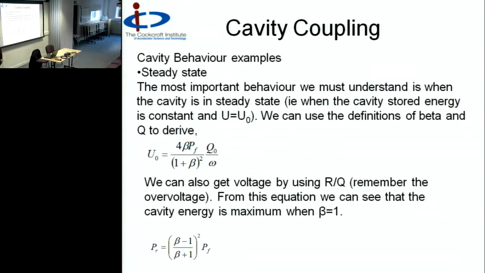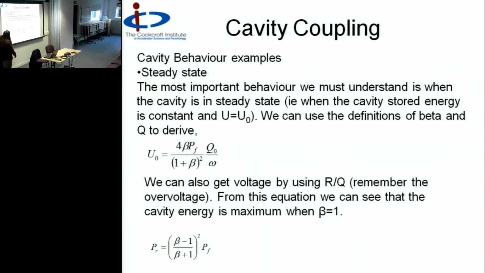So, cavity coupling. We end up with 3 sets of behaviour. We have filling, we have steady state, and we have emptying the cavity. They behave slightly differently. So first of all, when the beam is in there, you'll be in steady state. The cavity will have been filled, it will reach its maximum stored energy, and it will be sitting at that stored energy. So the stored energy in the cavity, because of this reflection coefficient, the shunt impedance gives you the amount of power that goes into the cavity related to the voltage.